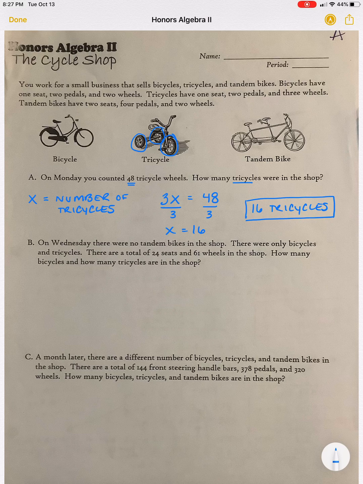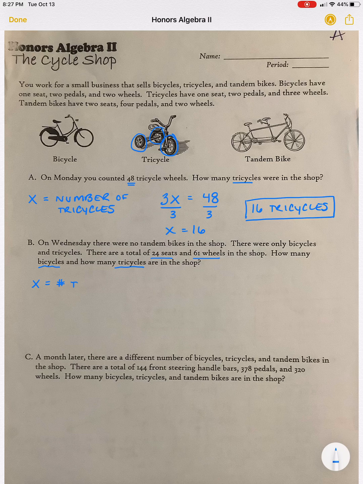All right? So next, let's go ahead and go to part B. On Wednesday, there were no tandem bikes in the shop. There were only bicycles and tricycles. There are a total of 24 seats and 61 wheels. How many, now here's the question word, how many bicycles and how many tricycles are in the shop? That's my entry point. Define your variables, okay?